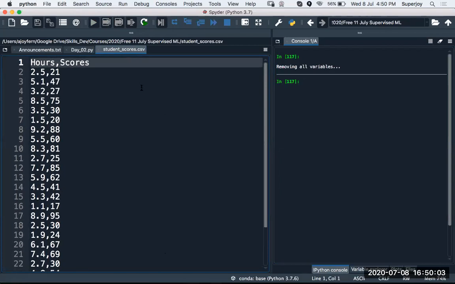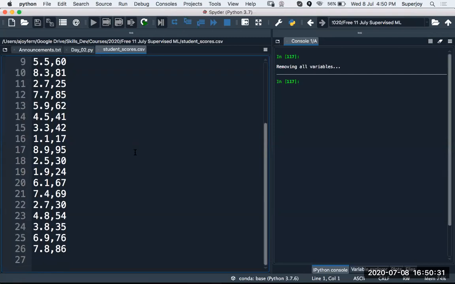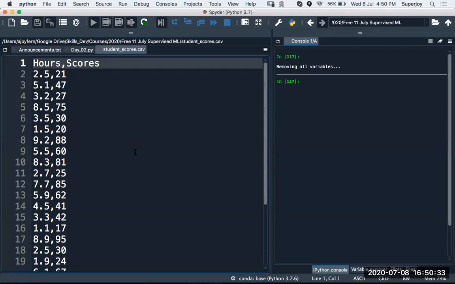On my screen, I have opened up a CSV file, and the name of that CSV file is student_scores.csv. This CSV file has two columns. What are the names of the columns? One column name is hours, and the other column is score. Basically, this data has been collected from a class of 25 students, and those 25 students actually prepared for an exam.